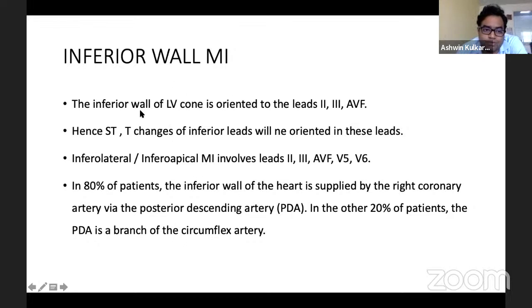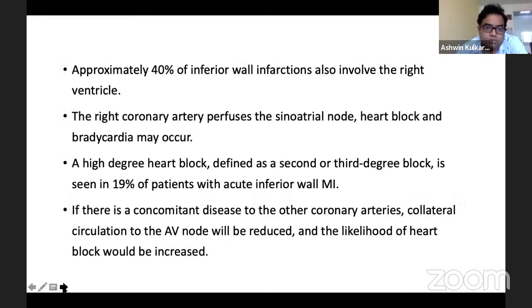So for practical purposes, you should remember that inferior wall MI is caused by occlusion of the right coronary artery. Approximately 40% of inferior wall infarctions also involve the right ventricle. This is an important statement: whenever you see inferior wall MI, in around 40% of patients there can be involvement of the right ventricle also. The right coronary artery perfuses the SA node, so heart blocks and bradycardia may happen. So in any patient presenting with chest pain, if you see bradycardia, you have to think of an inferior wall MI, and you should repeat the ECGs later on also.